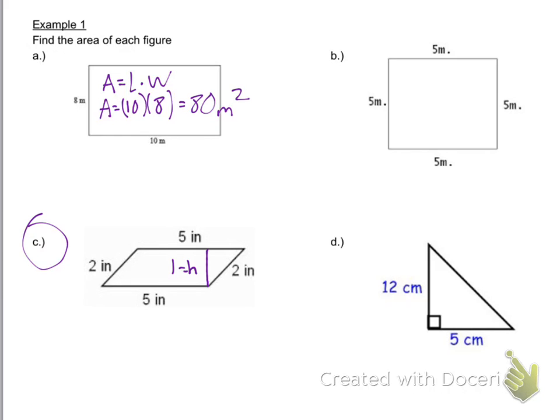Next one is of a square. At least it says it is. And so, area of a square is s squared, or if you really want to, you could just say it's length times width, right? But since it's easier to say it this way, it is 5 squared, because all the sides are 5, which equals what? 25 meters squared.